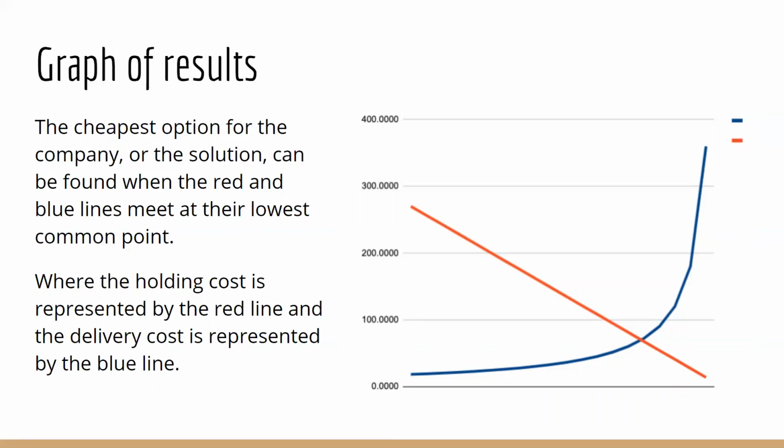So next we went ahead and graphed the results of the holding and delivery costs. So we can see that the cheapest option for the company, or the solution, can be found when the red and blue lines meet at their lowest common point, where holding cost is represented by the red line and delivery cost is represented by the blue line.